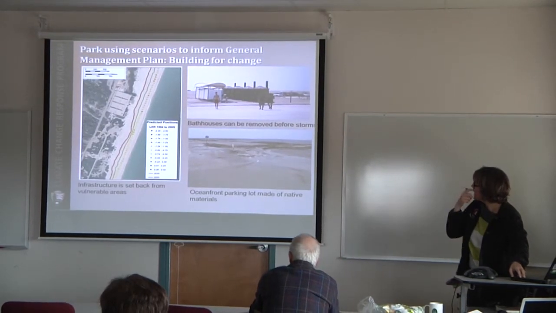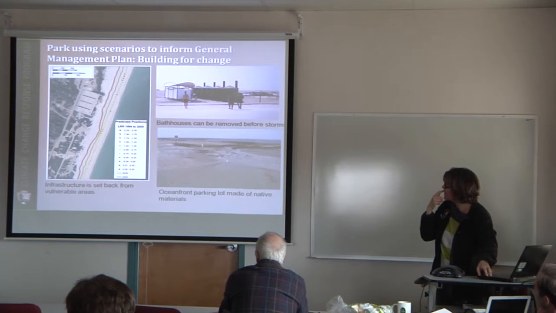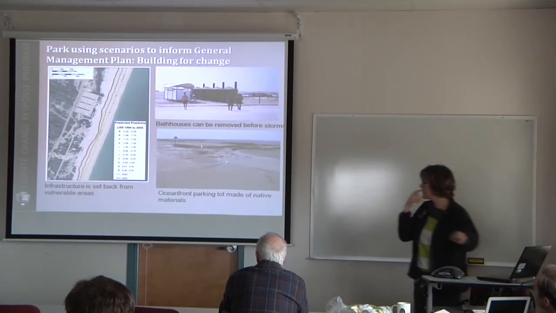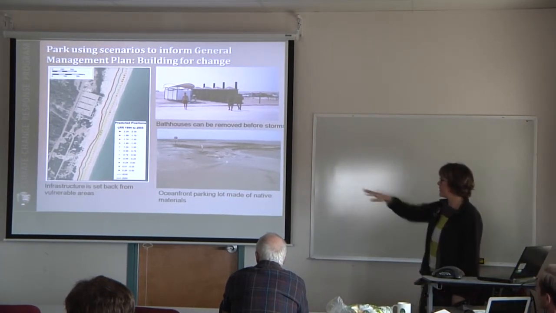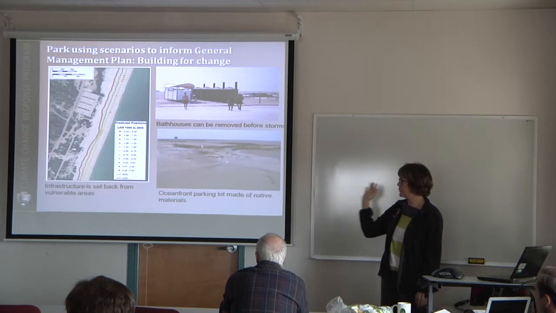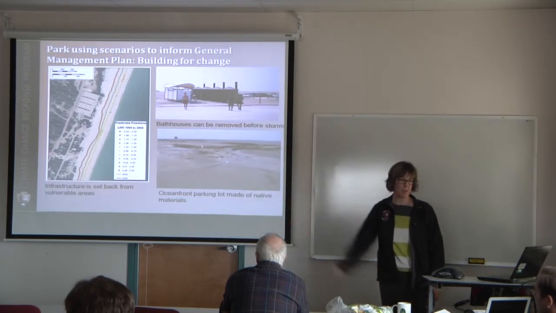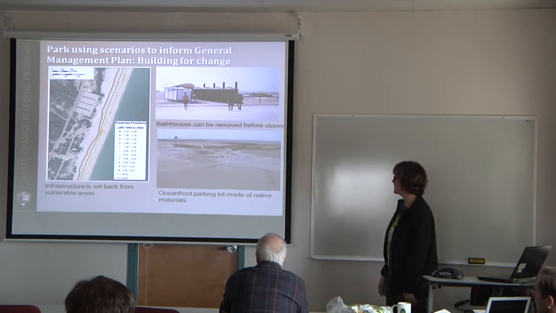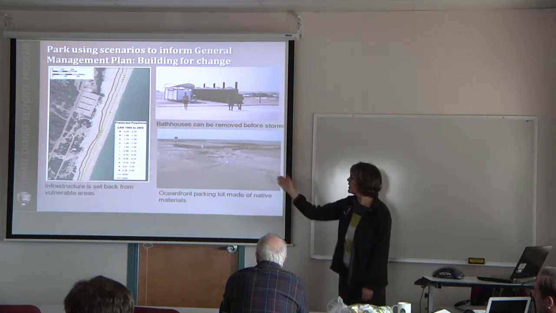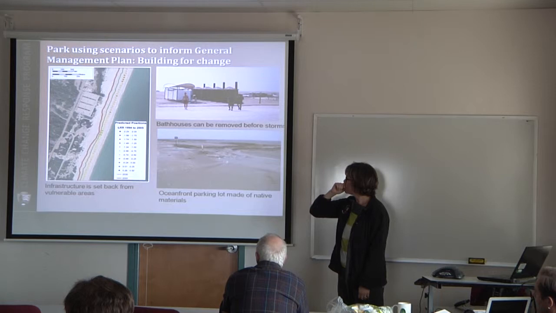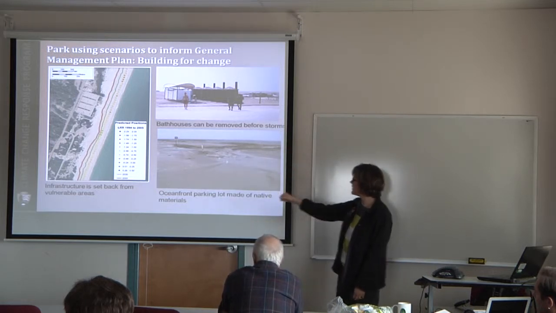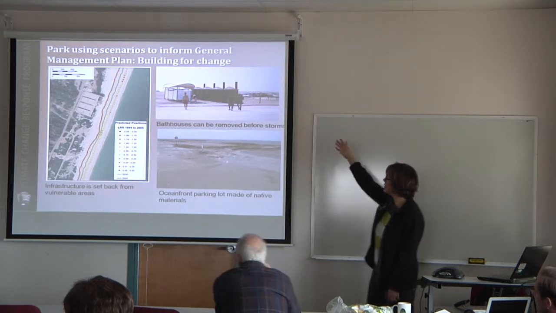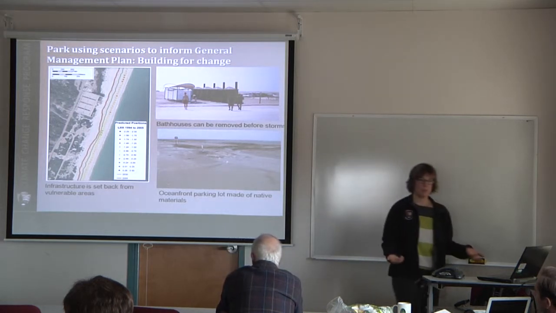Just some examples of what Acadia actually did, which is kind of cool. They've done several things. In their general management plan, they are now moving their infrastructure back off of the surf zone. That's fairly logical. And the map on the left sort of shows where the high tides or storm surges come. They're also doing flexible infrastructure.